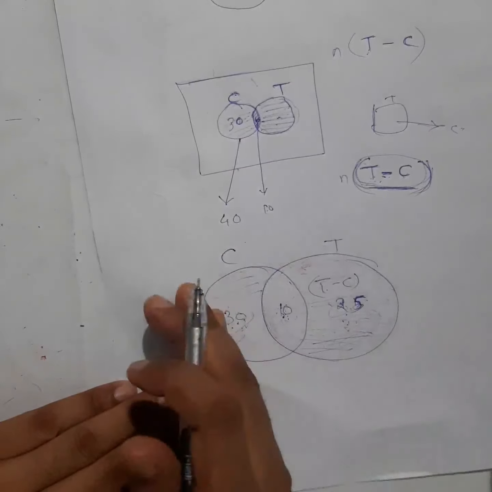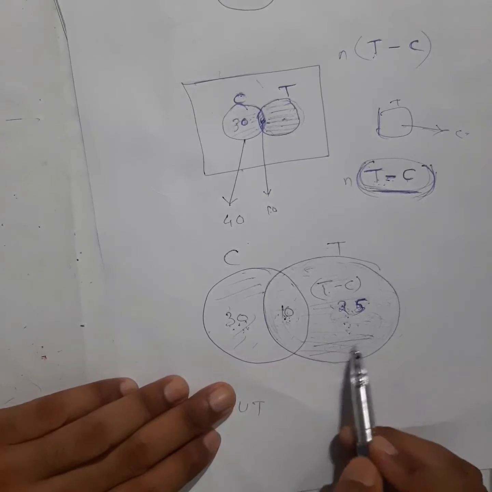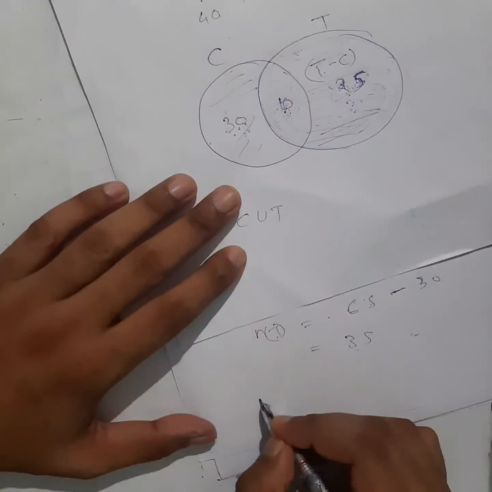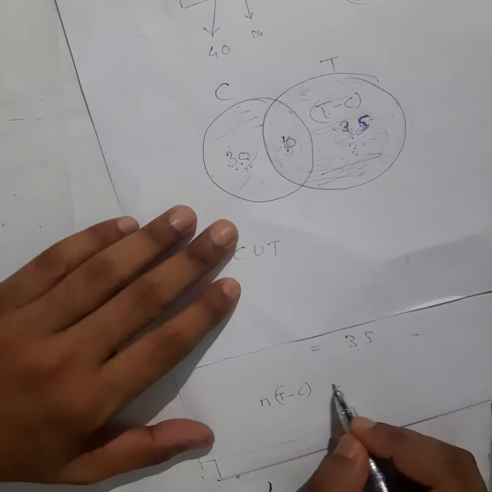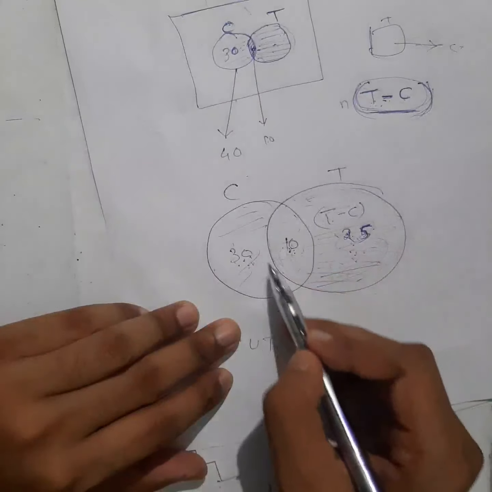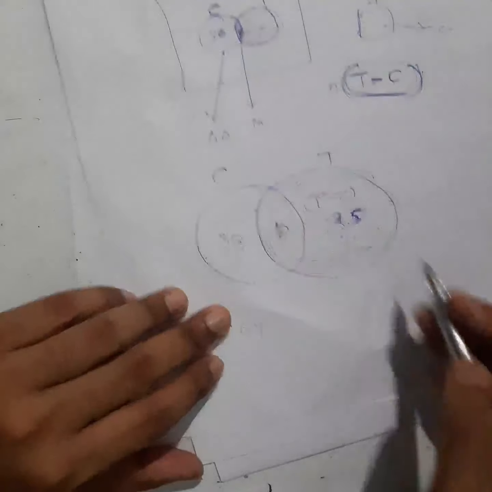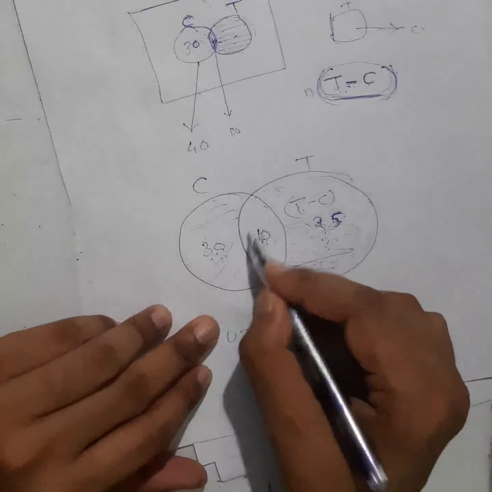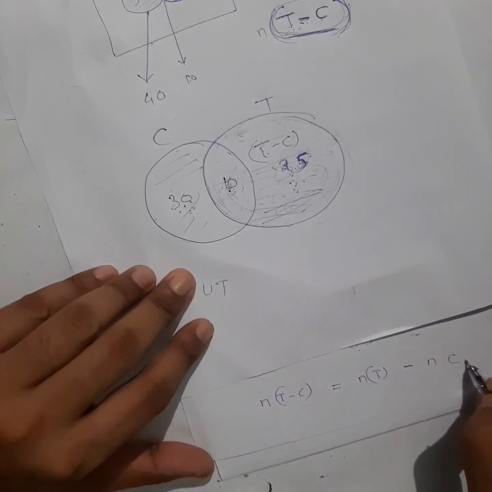From 35, if I remove 10, which you already got, right? T minus C, how many? 25. So how to write it down, that's what I'm teaching. The number of people I want to find in T minus C: it will be the number of people who like tennis minus this portion. This portion is which one? The number of people who like both.